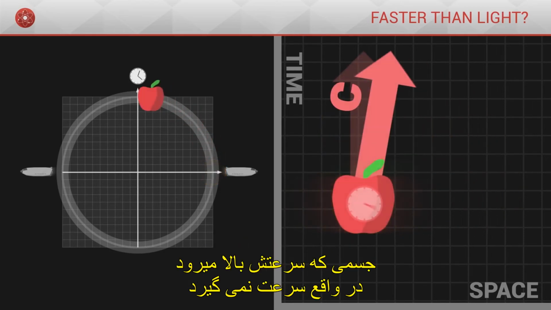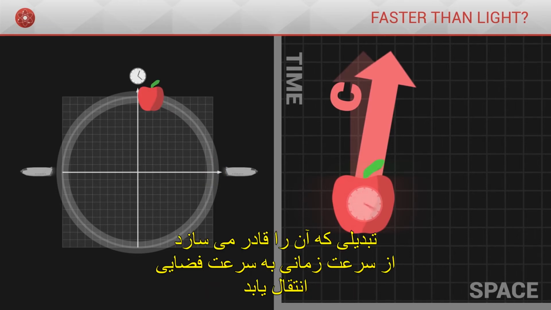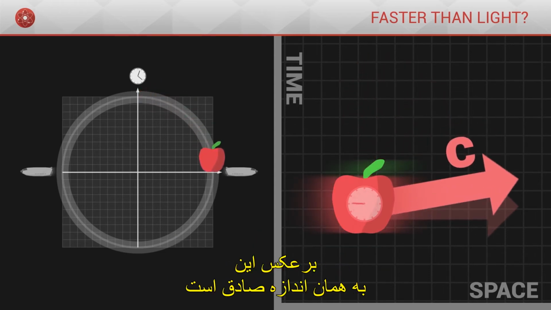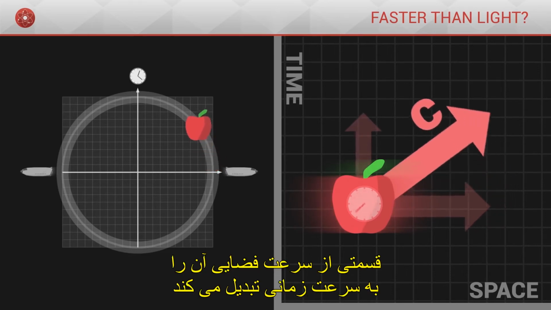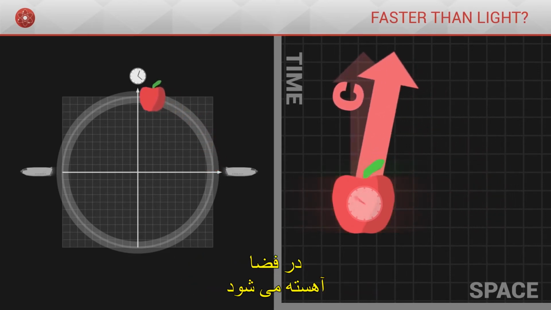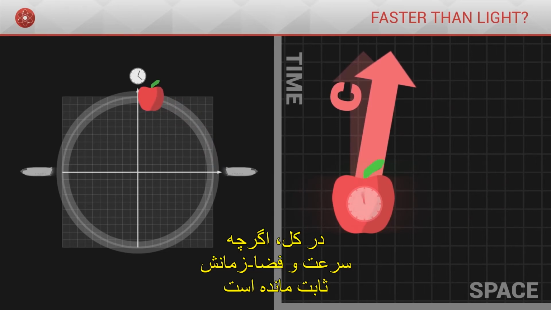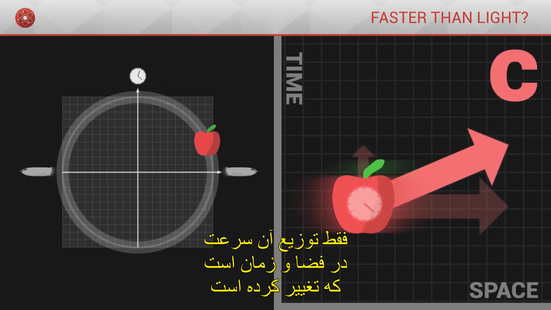An object which speeds up does not actually gain speed. It will only convert its temporal speed, the one which enables it to move through time, into spatial speed, which enables it to move through space. This is equally true the other way around. An object slowing down is one which converts a part of its spatial speed into temporal speed. It slows down in space and consequently speeds up in time. On the whole though, its speed in space-time has remained constant. It is still moving at the speed of light. It is only the distribution of that speed over space and time which has changed.